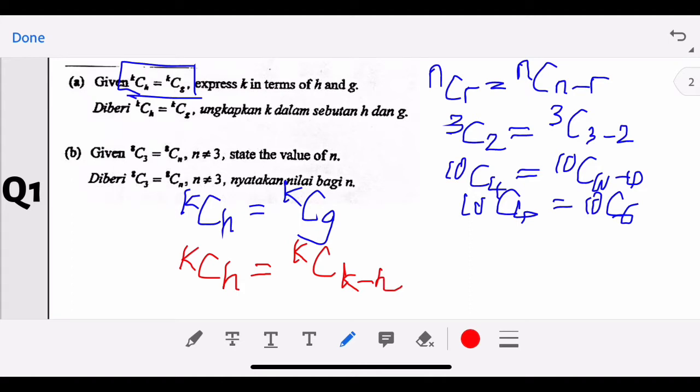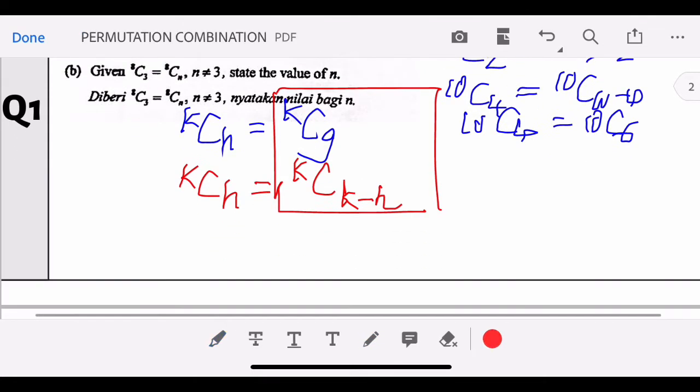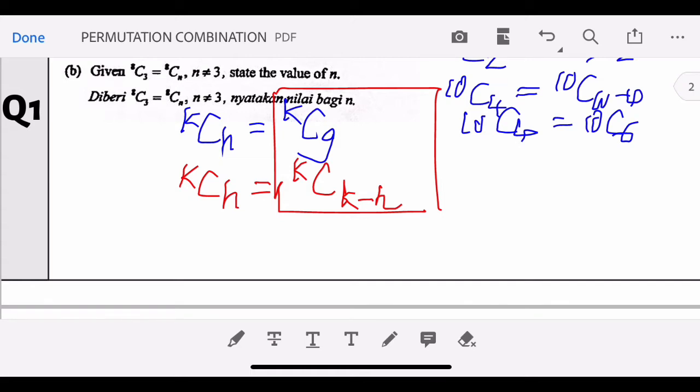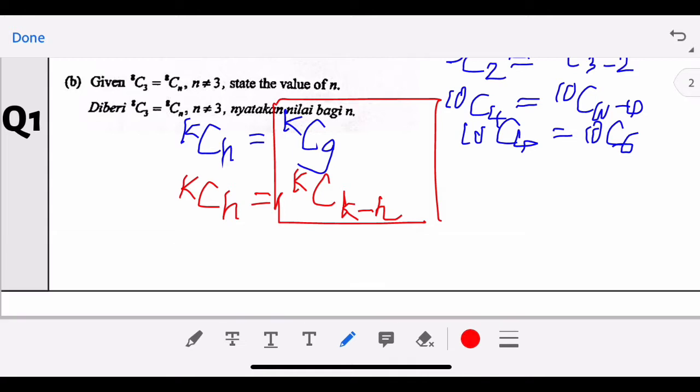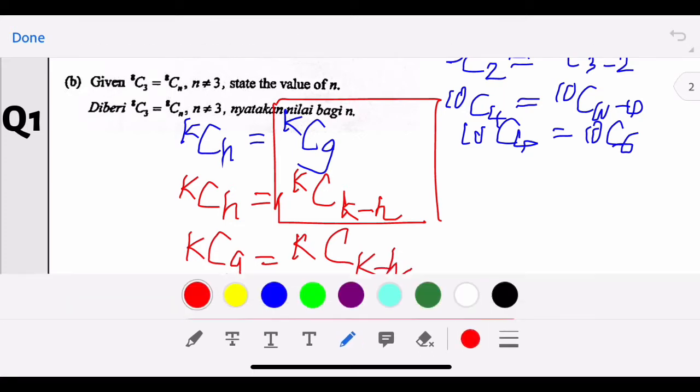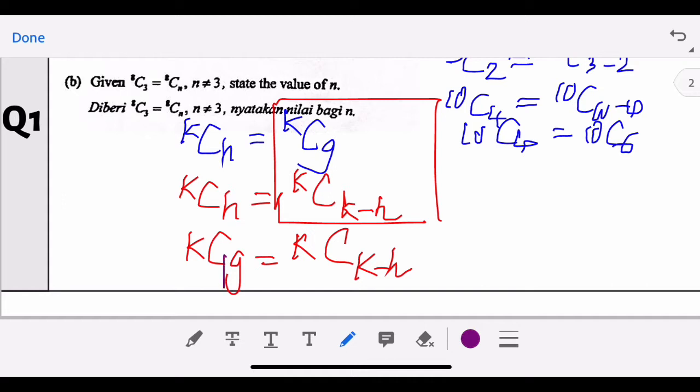So that means we can actually say that K minus H is equal to G, right? Because they are actually the same term. So hence I can express accordingly, according to the instruction of the question. Now we equate them. KCG is equal to KC(K minus H), so G is equal to K minus H.